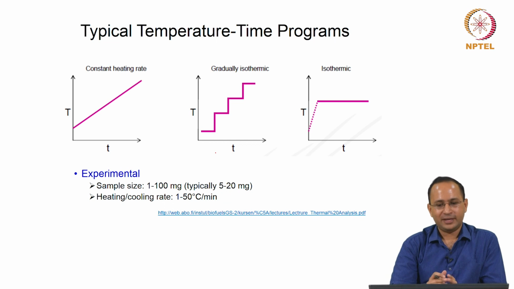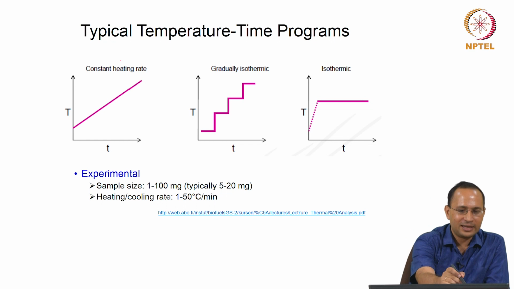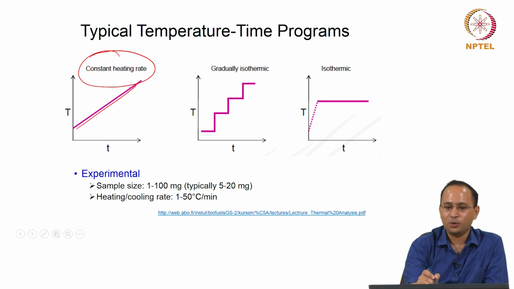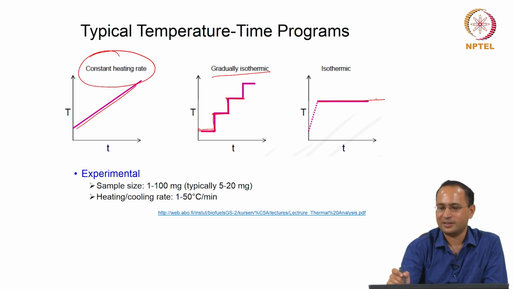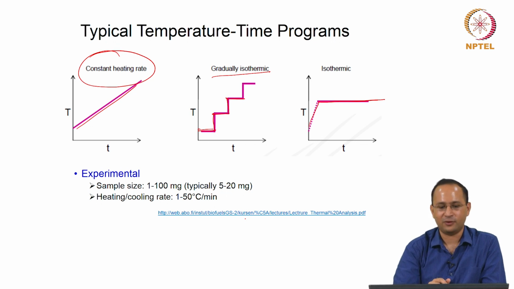So what kind of temperature time programs are we talking about? You can either linearly increase the temperature, so it is like a constant heating rate, temperature increasing linearly with time, or you could have gradually isothermic: you keep the temperature constant, then ramp it up, keep it constant, ramp it up, keep it constant. Another could be to just go to a particular temperature and keep it there, which is isothermic. You understand the difference, right? These are the ways you can change the temperature of the furnace.